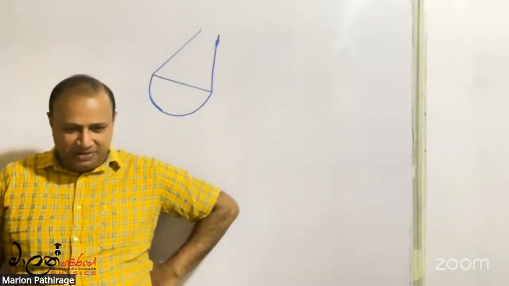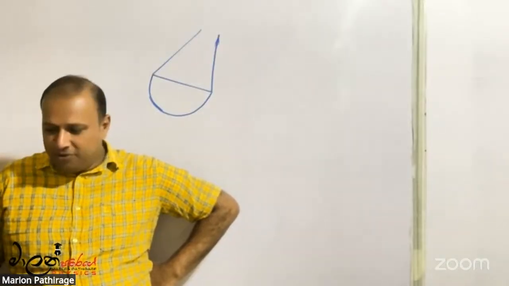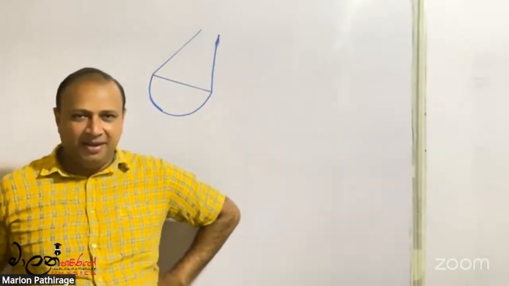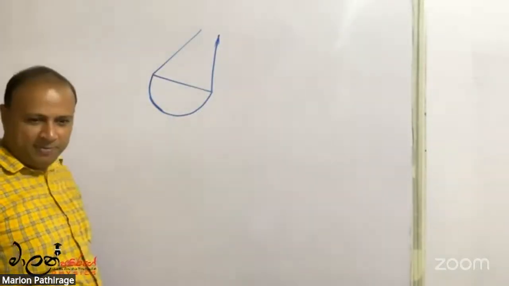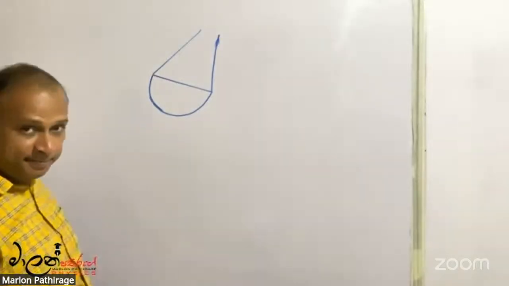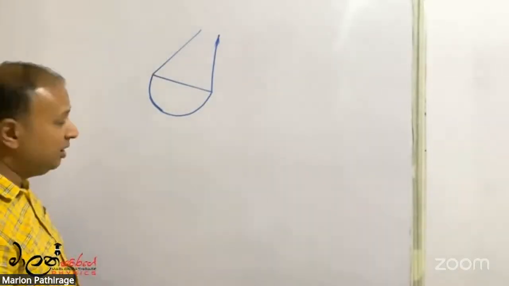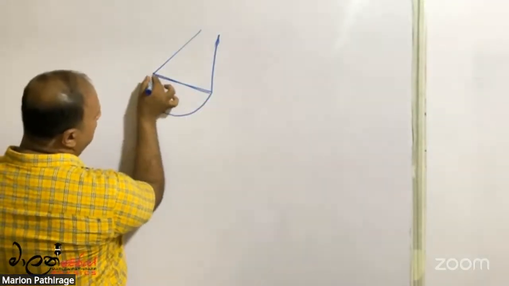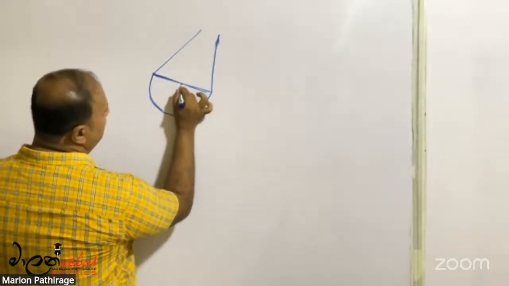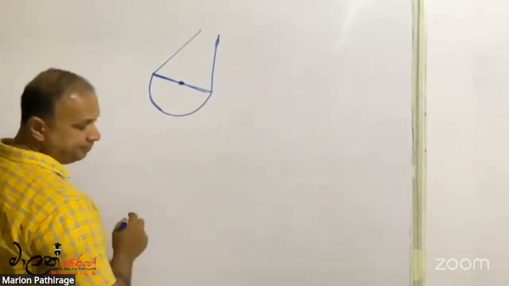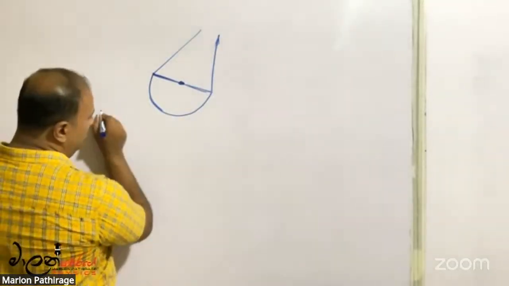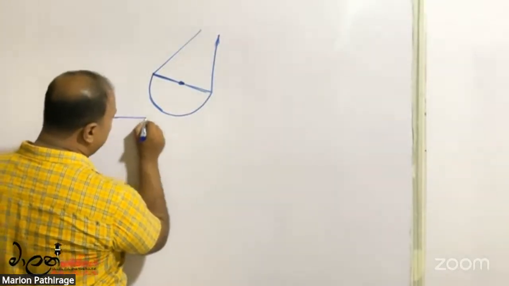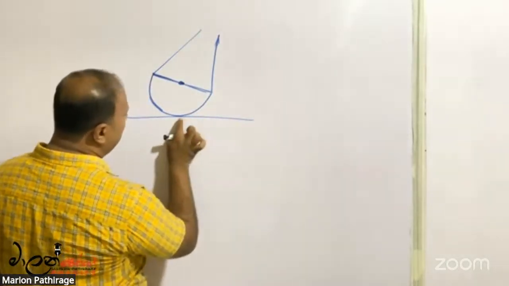I think you know about geometry. Okay, now this is a circle. Now this is a circular part. So if it is a circular part, now you know this is the center of the circle. And if you consider this line, what is this line?